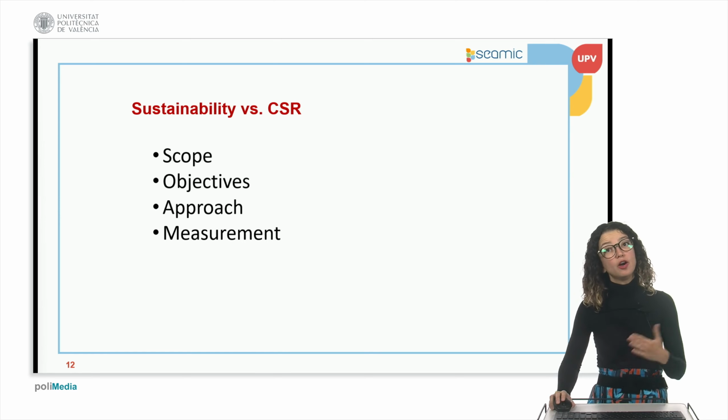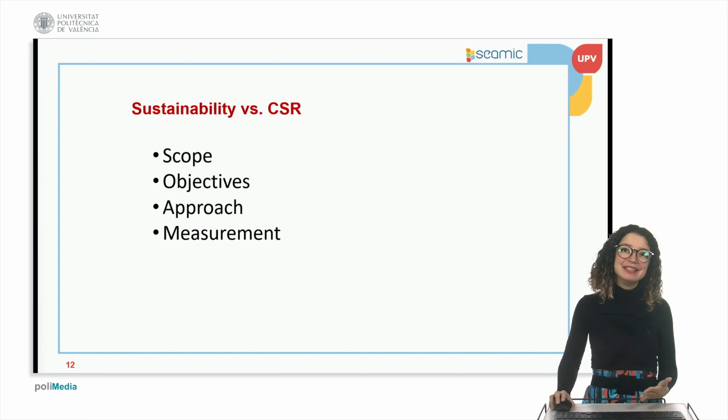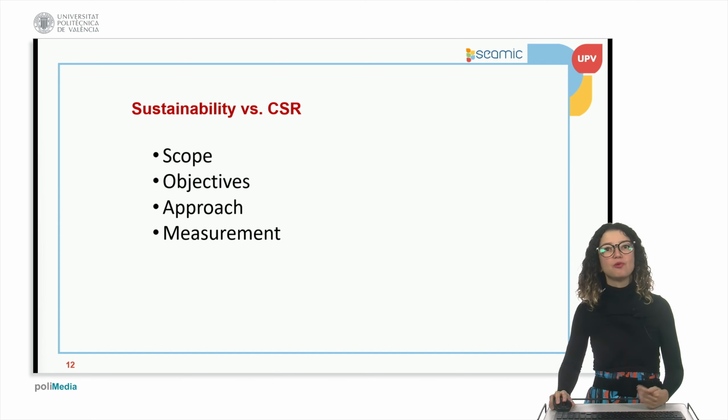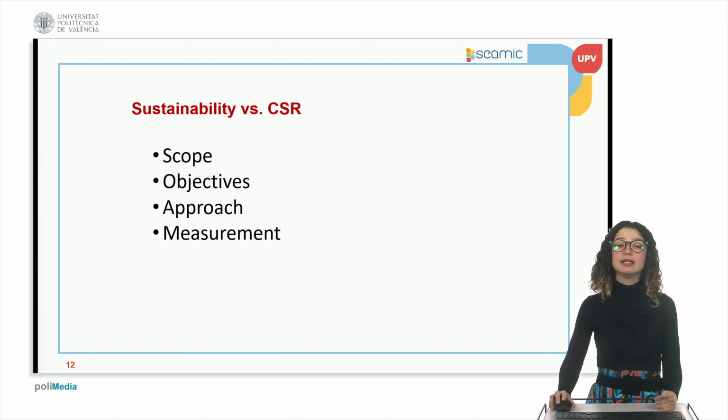The objective of CSR, in contrast, is to enhance a company's social license to operate by aligning business practices with societal expectations. It aims to build a positive corporate reputation through participation and transparency.